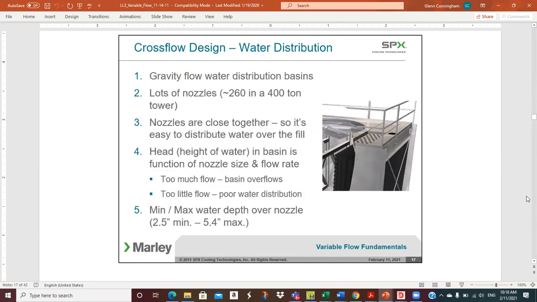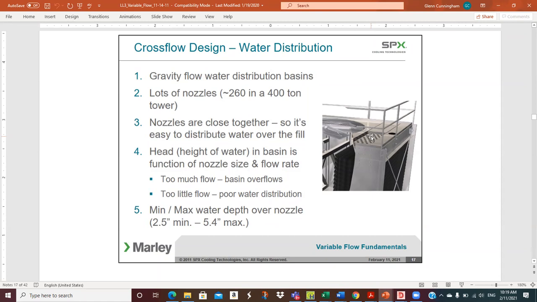So we have gravity flow basins. You can see a little bit over here. This is just a cover; they've got the cover off of this one. When the water comes to the top of the tower, it fills up in this basin to a depth of 2, 3, 4 inches, whatever it's supposed to be, roughly. And then that pressure forces it down through these nozzles, but it's all done by gravity. That's gravity flow. You get lots of nozzles, about 260 in a 400-ton tower.